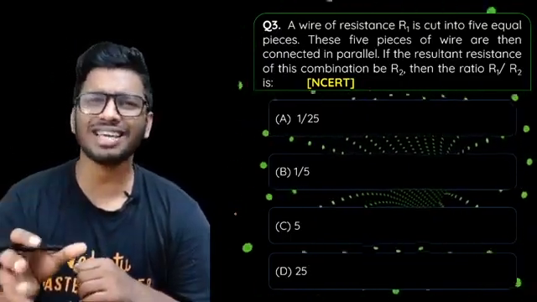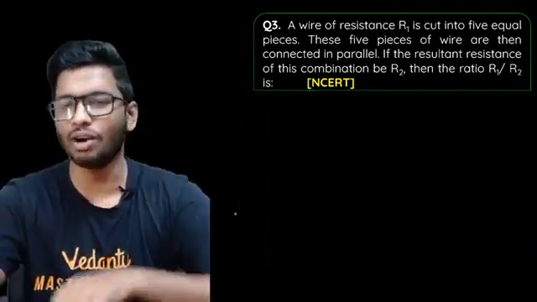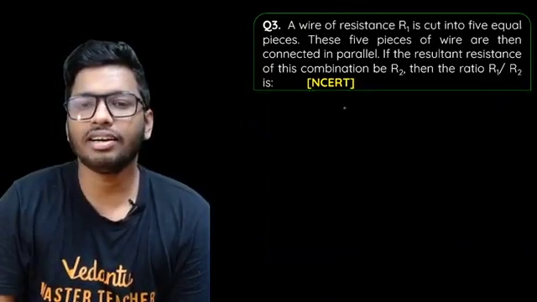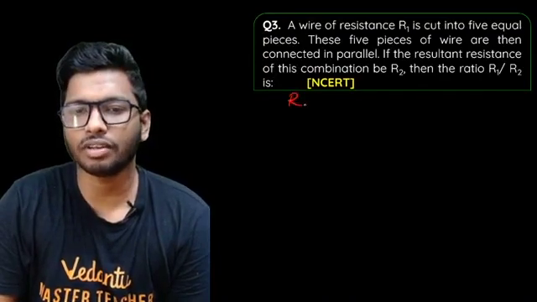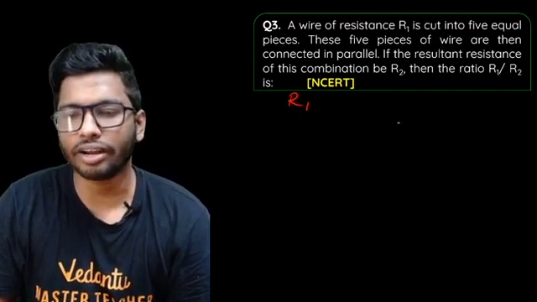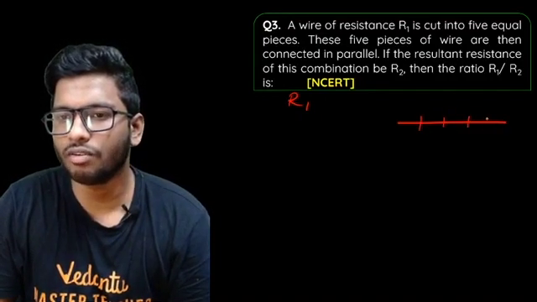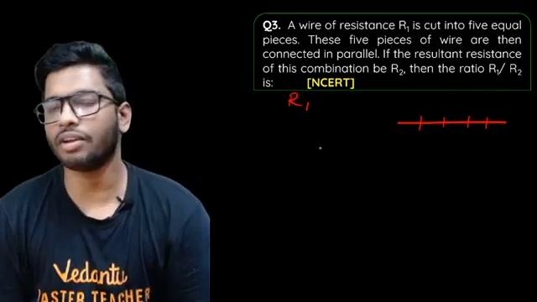Now the question might seem like, sir, what is this? But it is actually a pretty simple question. Let me just tell you how it's done. So first of all, the resistance of the wire is R1, which they have given. Now, imagine this is a wire. You're cutting it into 5 equal pieces: 1, 2, 3, 4, and 5.